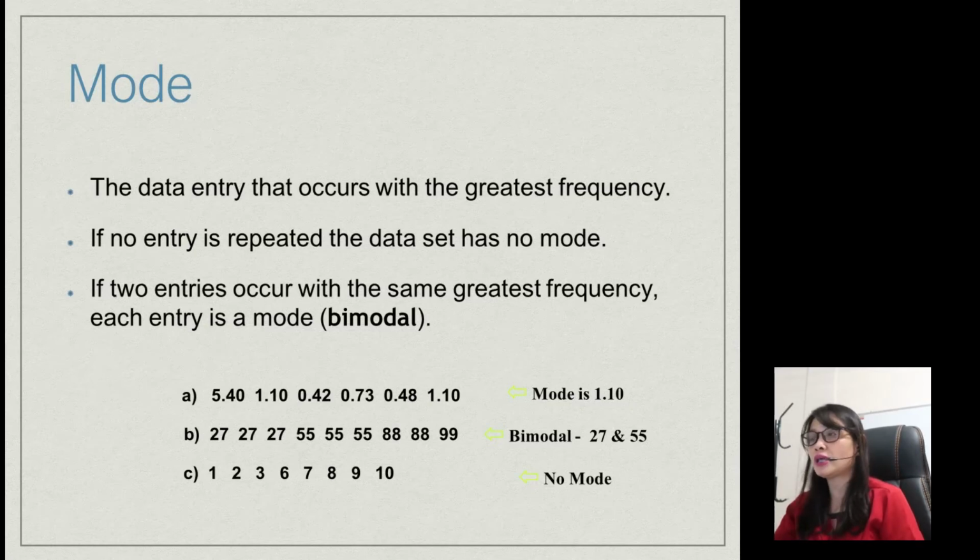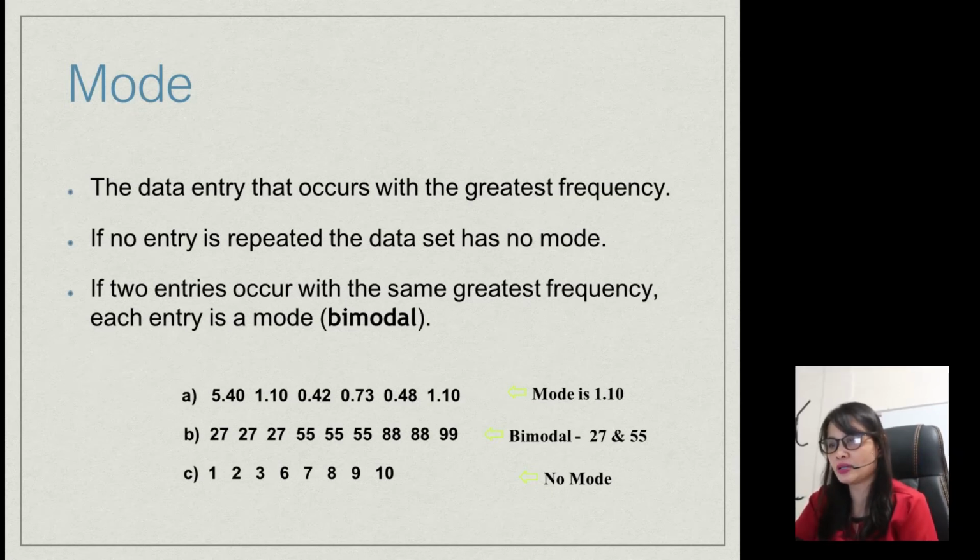Why is it 1.10? So that will be 1.10. Next, 27, 55, 55, 55, 88, 99. What is your mode? 27 and 55. There are two numbers that occur with the greatest frequency, then we call it bimodal.